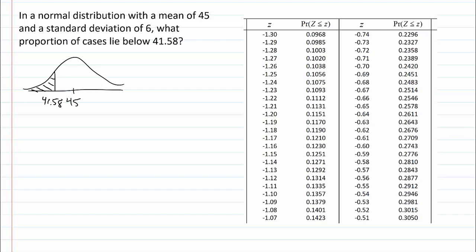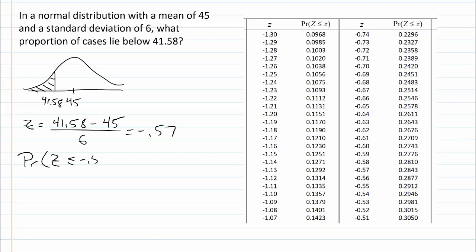Since the normal distribution of interest has a mean of 45 and a standard deviation of 6, but my table is for a normal distribution with a mean of 0 and a standard deviation of 1, I need to start this problem by computing a z-score. In this case, I'm going to have z equals 41.58 minus the mean, which is 45, divided by the standard deviation, which is 6. And that's going to be negative 0.57. So now what I need to find is the probability that z is less than or equal to negative 0.57.